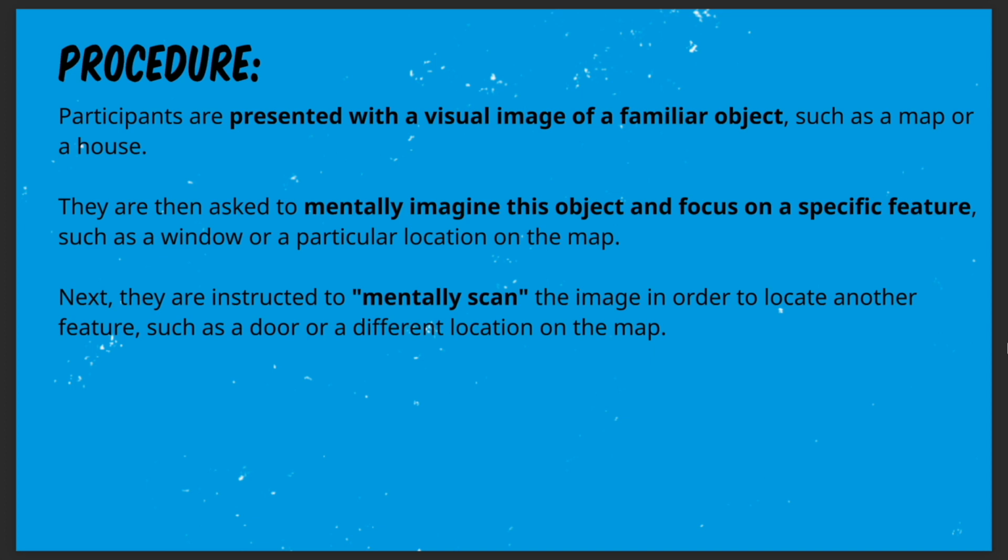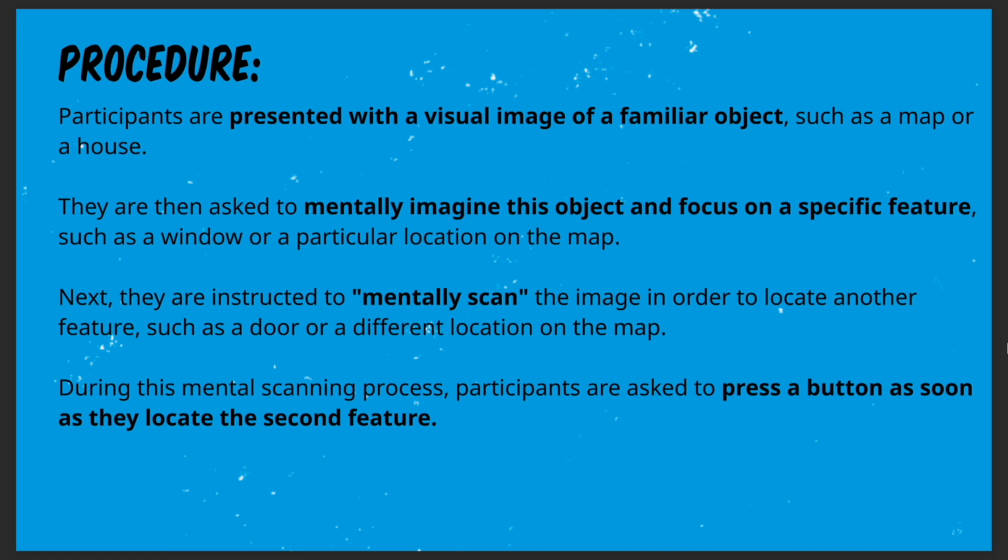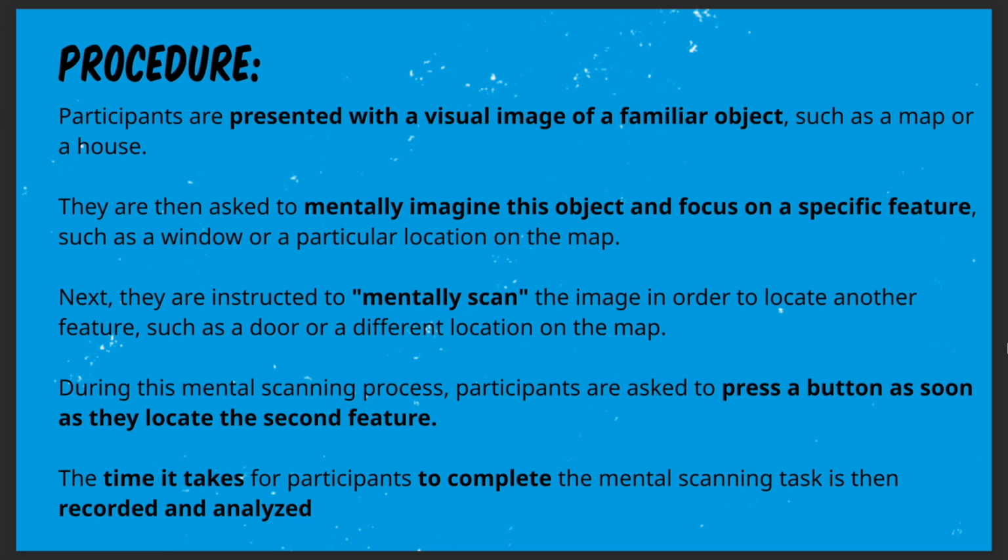Next, they are instructed to mentally scan the image in order to locate another feature, such as a door or a different location on the map from the previous one. During this mental scanning process, participants are asked to press a button as soon as they locate the second feature. The time it takes for participants to complete the mental scanning task is then recorded and analyzed. They are specifically looking for the latency between the time that it takes to scan from one location or object to another.